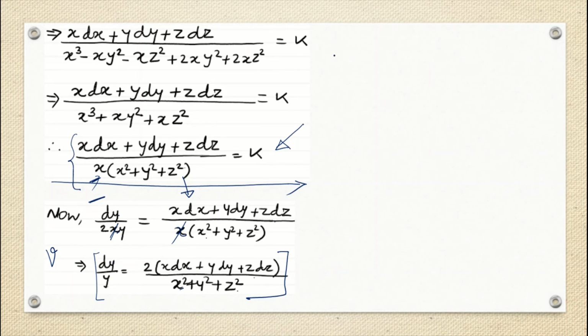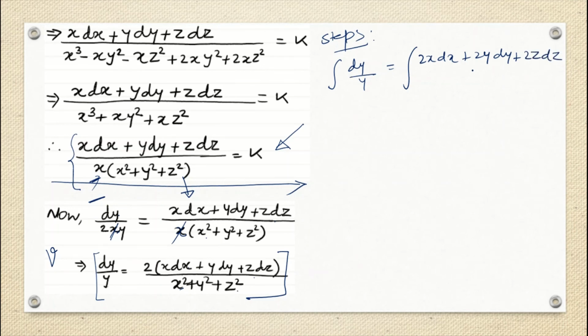So my step number 3 says what? We have to do the integration on the left hand side and also on the right hand side. So writing down: integral of dy by y equals the integration of 2x dx plus 2y dy plus 2z dz divided by x square plus y square plus z square. Now the integration of dy by y will give log y.